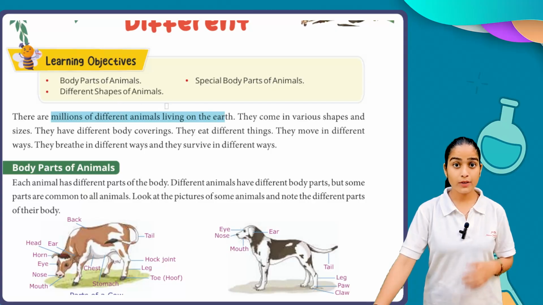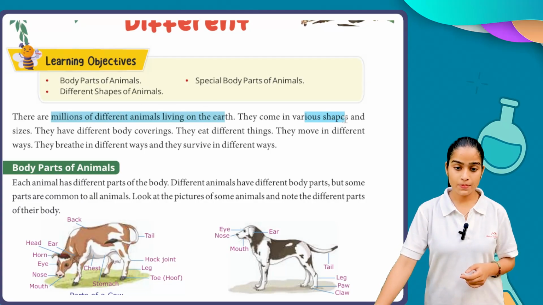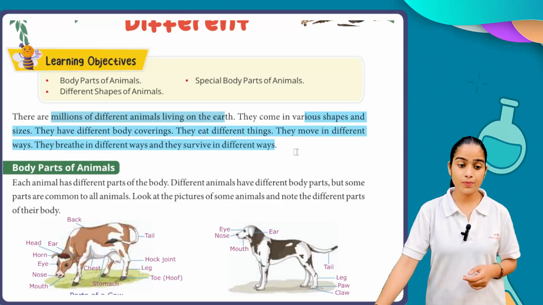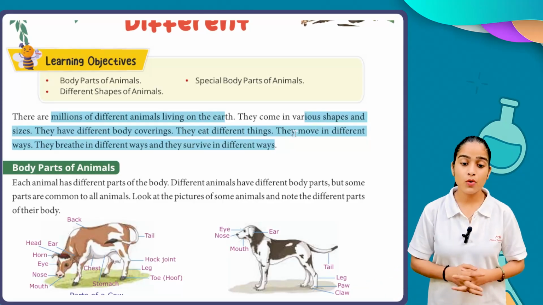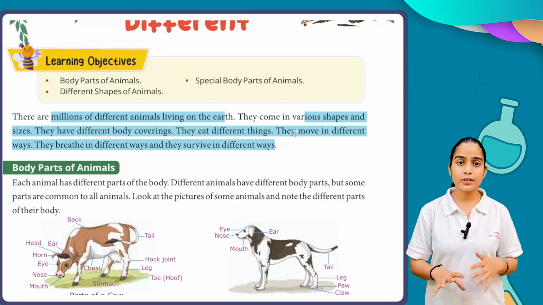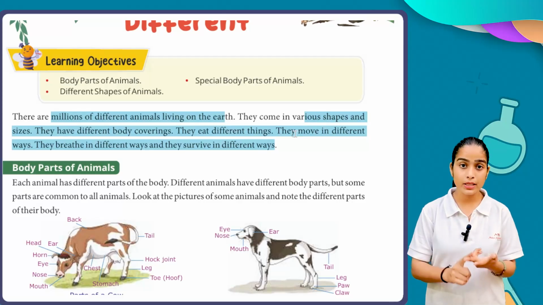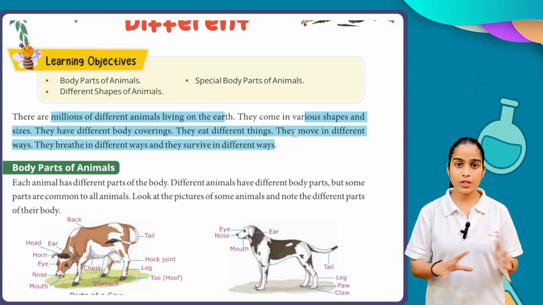There are millions of different animals living on the earth. We already know that we have so many animals on the earth. They come in various shapes and sizes. They have different body coverings and they eat different things. They move in different ways. They breathe in different ways and they survive in different ways. So basically, animals are different in size, in shape, in the way they eat, in the way they breathe. So basically, they are different from each other.